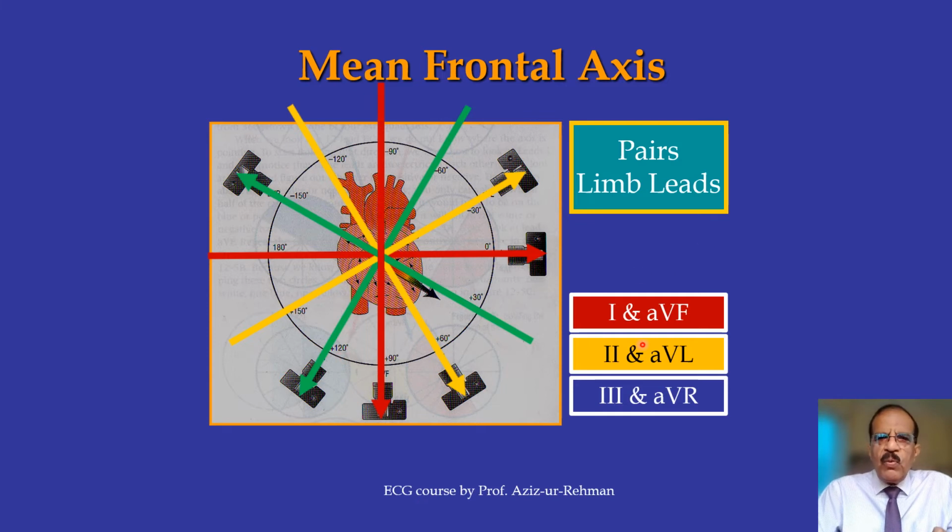Now, how do we figure out the pairs? I think there's a simple way. If you list these leads 1, 2, 3, AVR, AVL, AVF in that sequence, and then you take 1 and AVF like this, going like this is one pair, going this way is another pair, and this line is straight. So 2 and AVL. I think you can imagine this one in your mind: 1 and AVF one pair, 3 and AVR second pair, and 2 and AVL third pair. Okay, I hope you are following what I'm trying to explain.